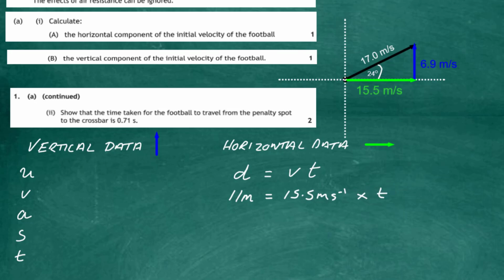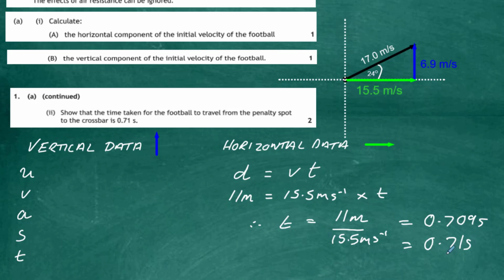So it's a simple case of working out t, therefore t is going to equal 11 metres divided by 15.5. And that's our answer, which will be in seconds, and if we do that with a calculator we get 0.709, which comes out to be, if we take it to two significant figures, 0.71 seconds, and that's what the examiner asked for, and that's our 2 marks, just concentrating on horizontal data.